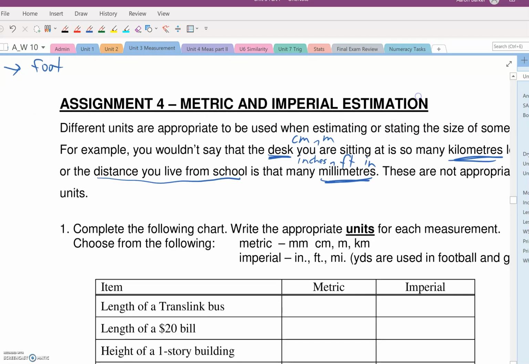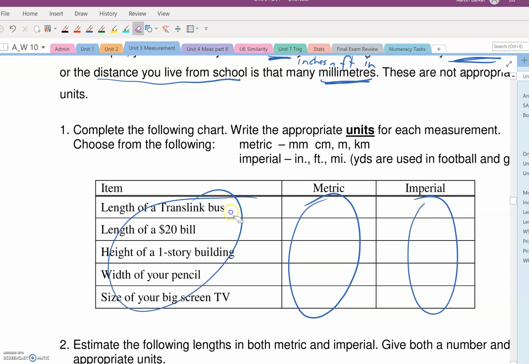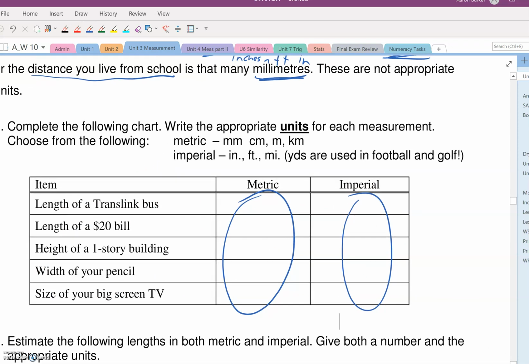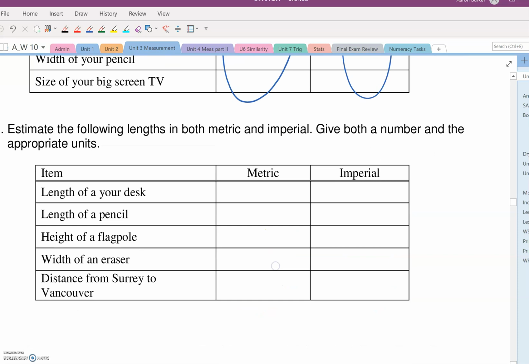So you want to choose the appropriate units here for your metric. What units in metric would you probably use to measure these items? And also in imperial, what units would you probably measure? So you'd write either meters, centimeters, or kilometers. Sometimes there's more than one right answer. Okay, same thing with this. What's the appropriate units that you would use for those items?